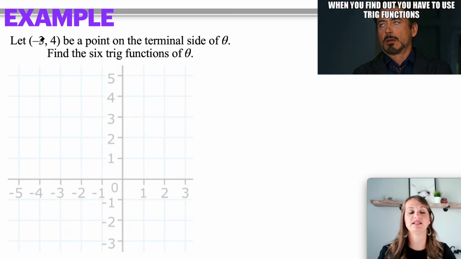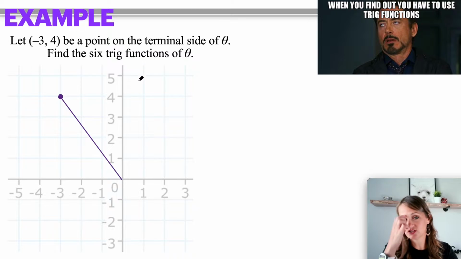So, for example, let's use the point -3, 4. So here's -3, here is 4. All right, and we're going to create a terminal side. And we want to know the 6 trig functions.